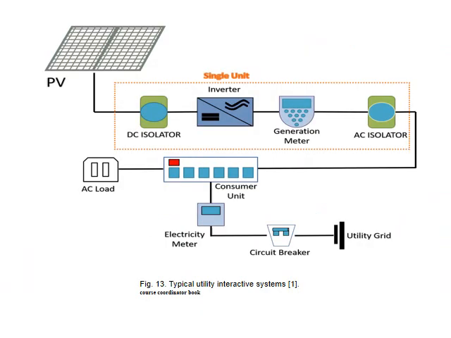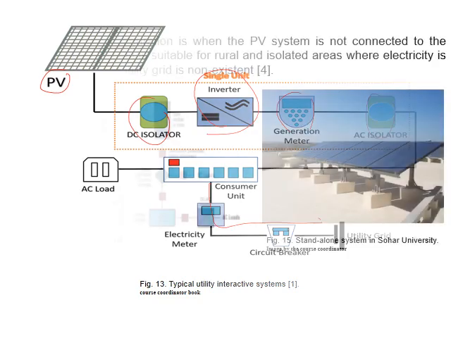The simple idea: we have PV, we have an inverter, definitely protection devices, and meters, all of them. These are protections. Then it comes to the load through consumer units to the grid. But in general, PV inverter going to the grid.